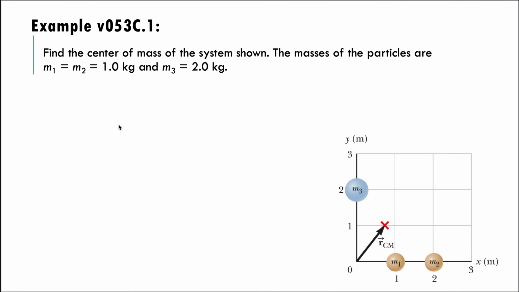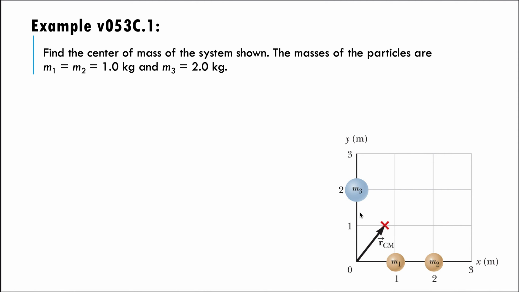Let's look at the first example from video 53C on the center of mass. This problem is asking us to find the center of mass of this system. The system consists of the three masses. We can see that M1 and M2 have a mass of 1 kilogram and M3 has a mass of 2 kilograms. We can also see the position of each mass.